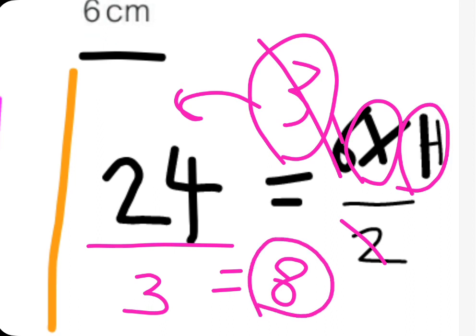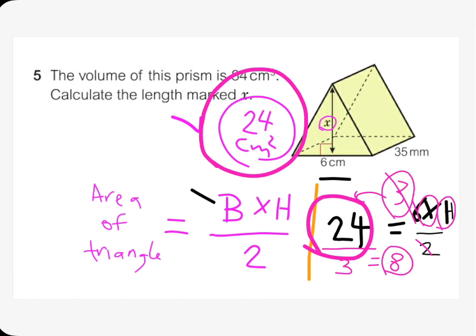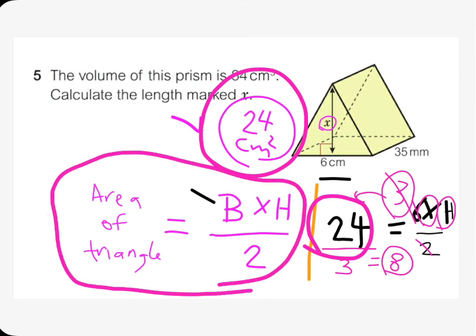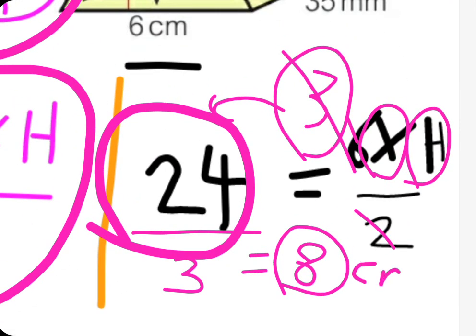And this is how you answer this question. First, we divided the volume by the length of the prism to find the area of the triangle. And then we use the area of the triangle using this formula to find the height. And the height equals what? Very good. 8 centimeter. You have to write the unit after the answer.